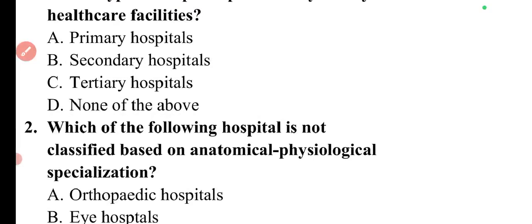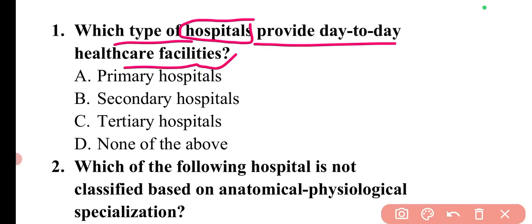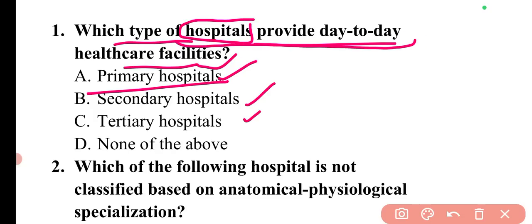So let's start with the first question. The question is, which type of hospital provides day-to-day healthcare facilities? Basically, hospitals have been classified in a number of ways. In general, there can be three main types of hospitals, that is primary hospitals, secondary hospitals, or tertiary hospitals. Basically, in primary hospitals, there are services that are provided day to day for healthcare facilities.